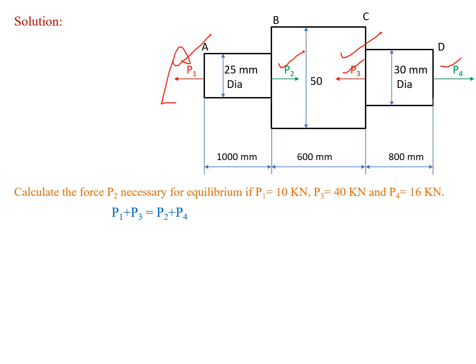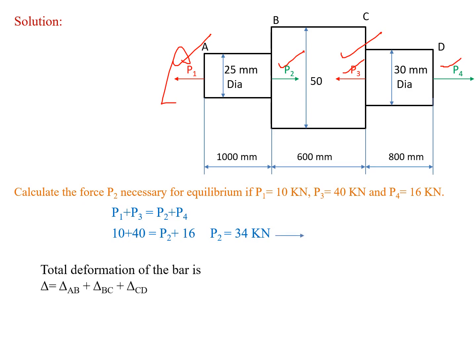equal to P2 plus P4. In the given data, P1 equals 10, P3 equals 40 and P4 equals 16. Then substitute in this equation, so we will get P2 equal to 34 kilonewtons. Next we have to find the total deformation of the member.